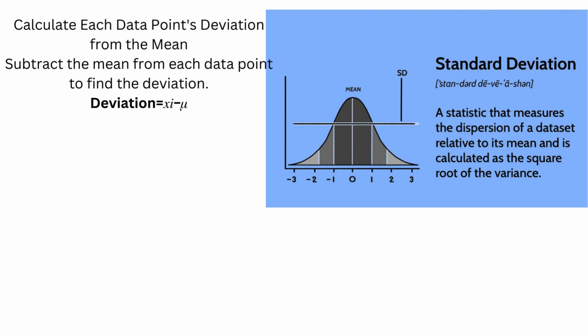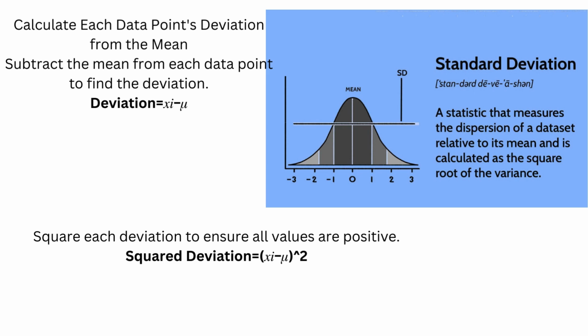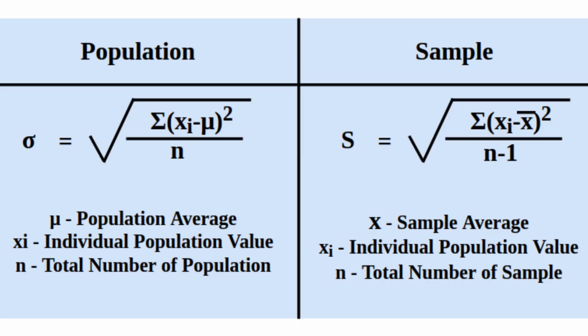2. Calculate each data point's deviation from the mean. Subtract the mean from each data point to find the deviation. Deviation = xi − μ. 3. Square each deviation to ensure all values are positive. Squared deviation = (xi − μ)².